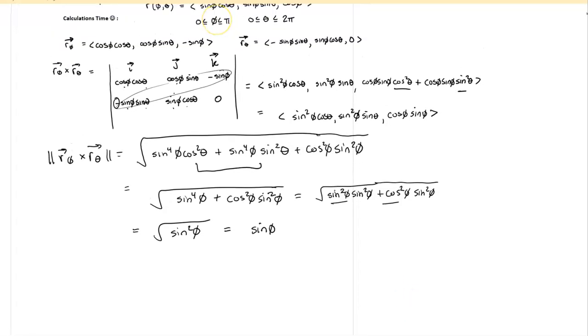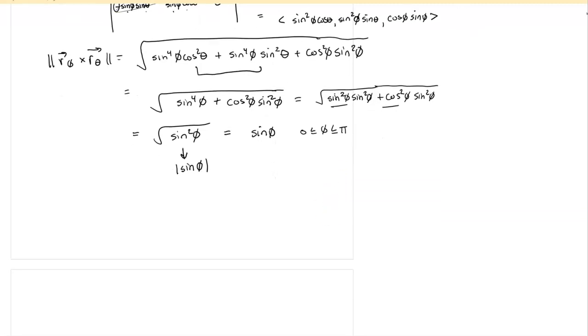The way our domain is, this has to be positive because phi is between 0 and pi and sine is positive between 0 and pi. But in general, this would have to be the absolute value of sine of phi. Don't forget that. You do have to check signs with that kind of stuff with square roots.